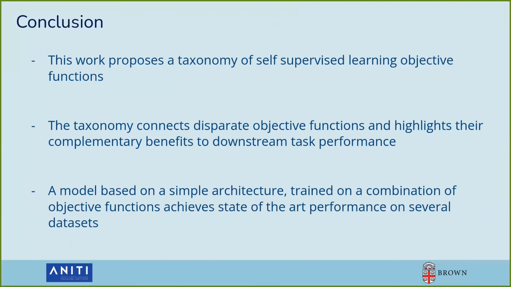In conclusion, this work proposes a taxonomy that unites disparate approaches to self-supervised learning and tests this taxonomy in the context of skeleton-based action recognition. Our taxonomy shows the complementary benefits of the objective functions to the model's capacity at extracting semantic information and the model's robustness to the random transformations.